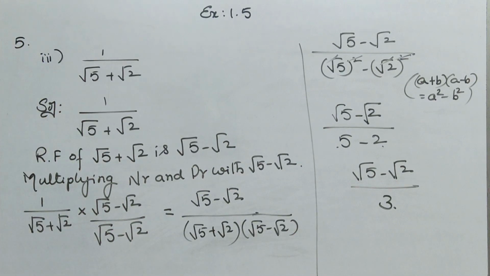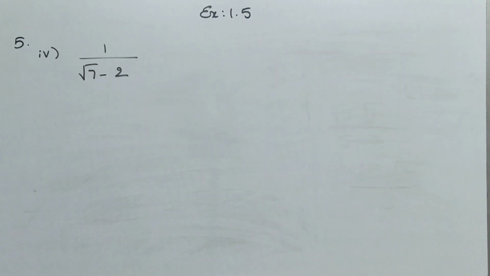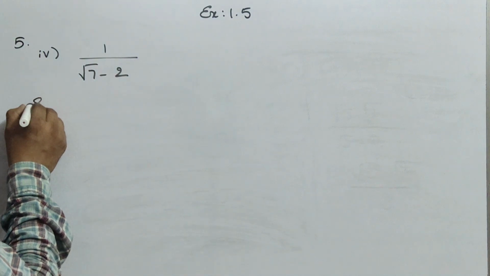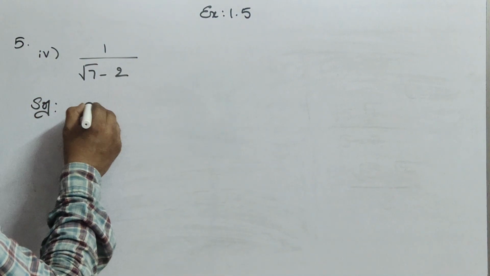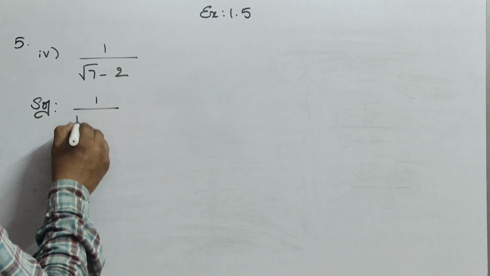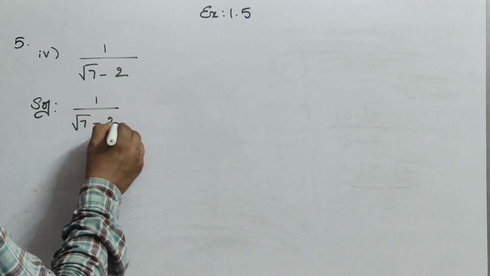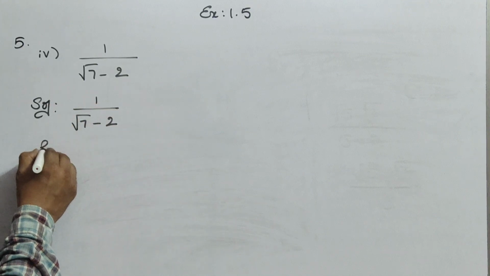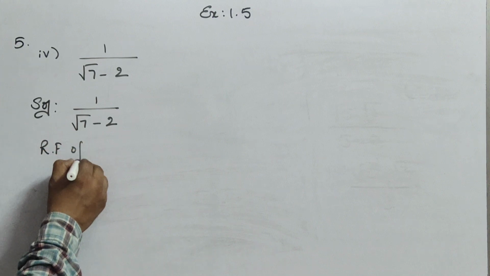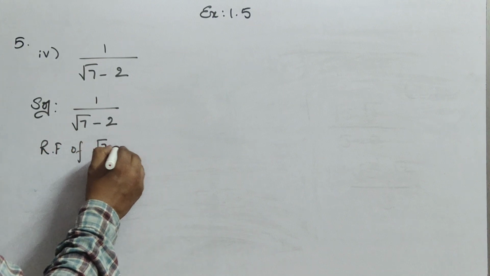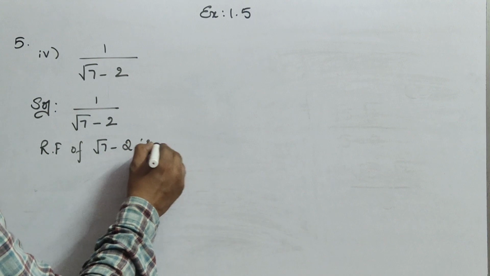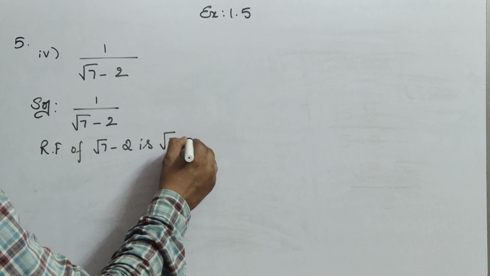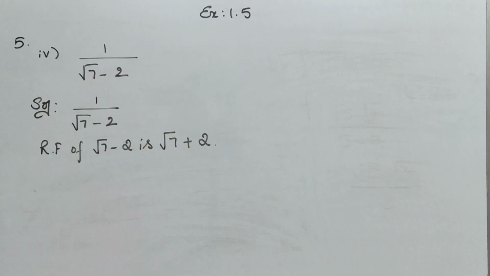So one more sum left, children. That also I'll do, and I'll give you more extra sums for homework. The question is 1 by root 7 minus 2. Okay. See the solution here. First write 1 by root 7 minus 2. So rationalizing factor of root 7 minus 2 is root 7 plus 2.